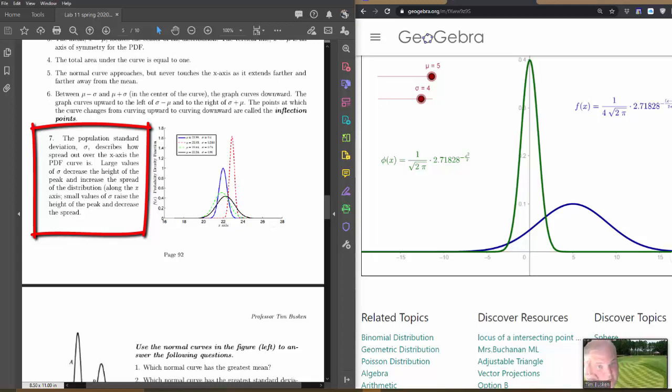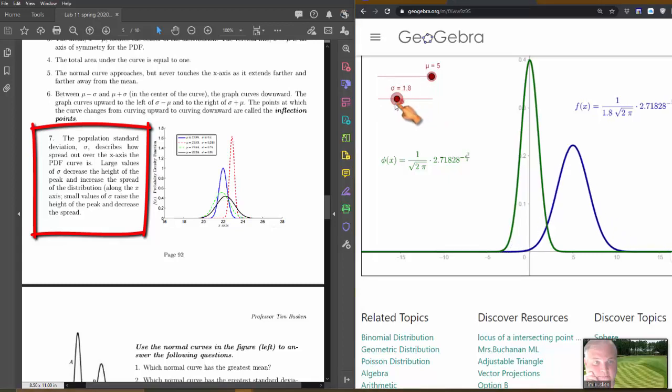One way to illustrate this is over here on the right. Notice again the blue normal curve. Right now the standard deviation is set to be 4. If we lower that standard deviation, the graph gets less spread out along the x-axis, right? The normal curve gets narrower and skinnier.